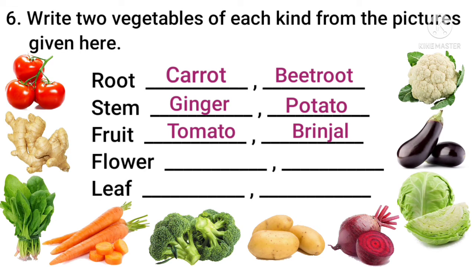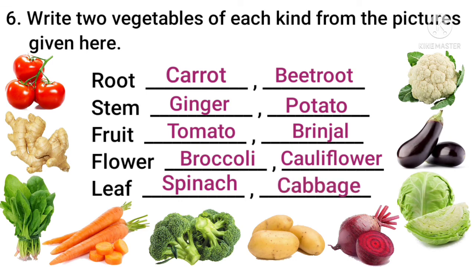What are the flowers given here? Broccoli and cauliflower. Next, leaf. Spinach and cabbage are the leaves given here.